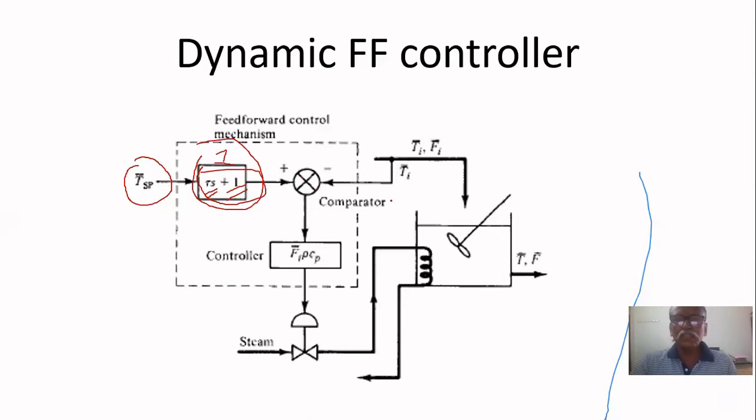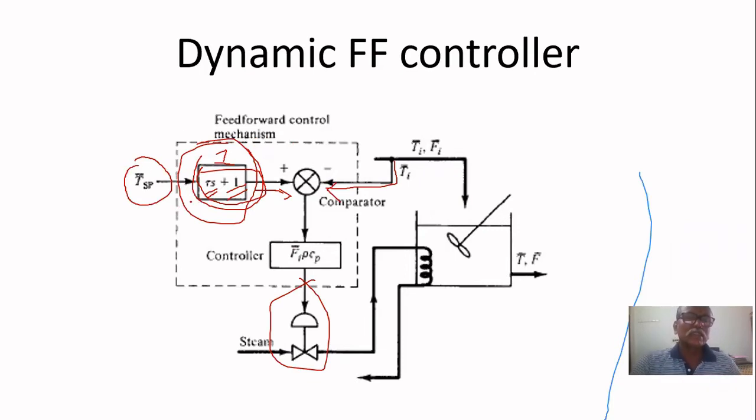All other things are the same. The inlet temperature is measured, compared with the set point multiplied by that filter, and given to 1 by rho Cp, so it regulates the value. The only difference is, instead of one, some filter is here. That is the only difference between the two.